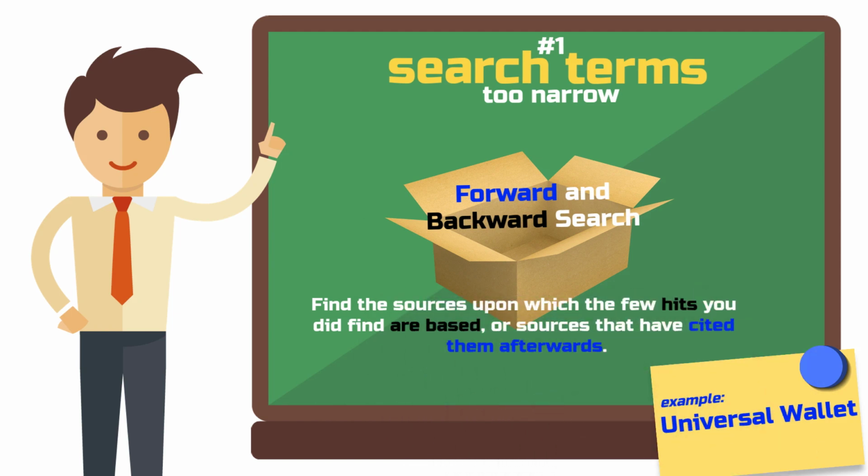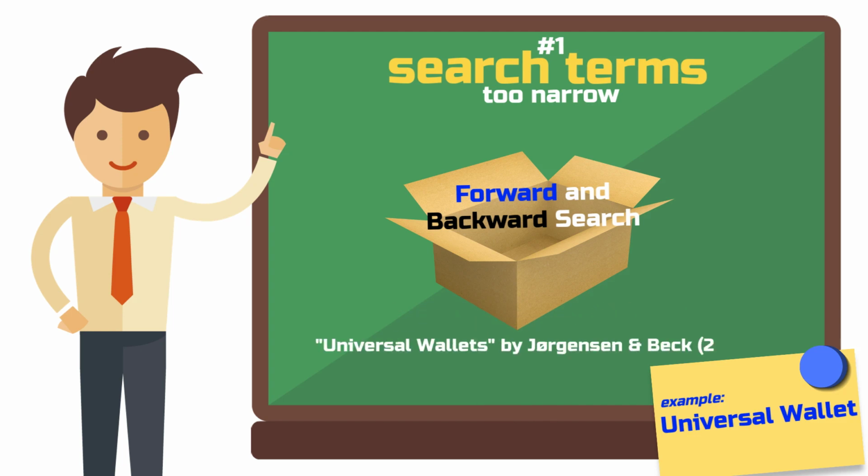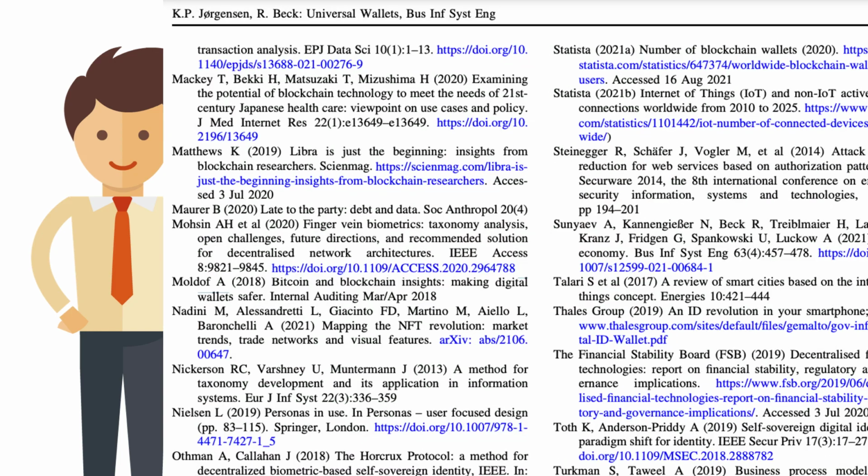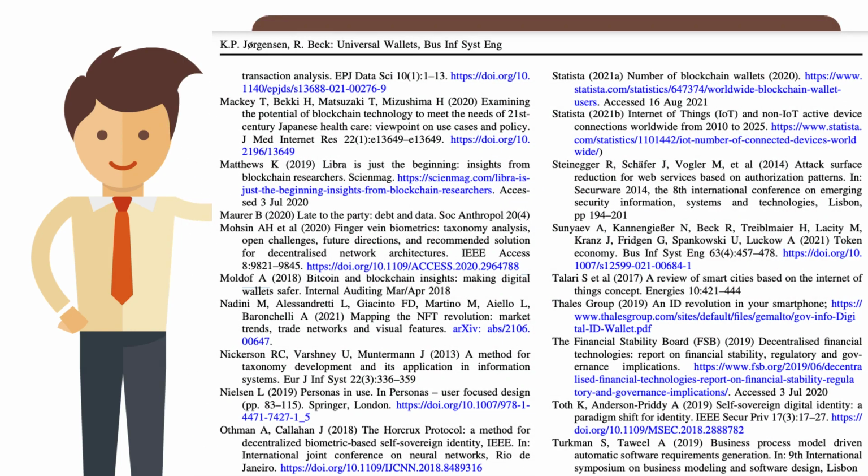The best hit for the term universal wallet was the paper called Universal Wallets by Jurgensen and Beck. For the backward search, we simply look at the bibliography and see what we can find there. Aha! One paper cited there uses the term digital wallet. That's something I could have thought of by myself, but most often I don't.